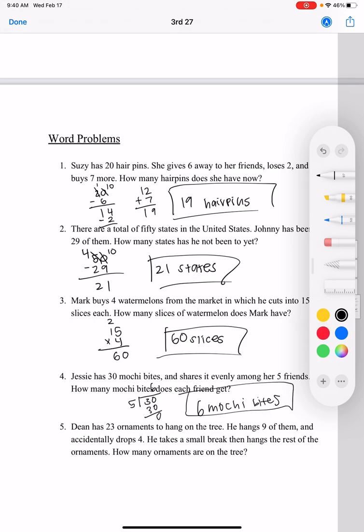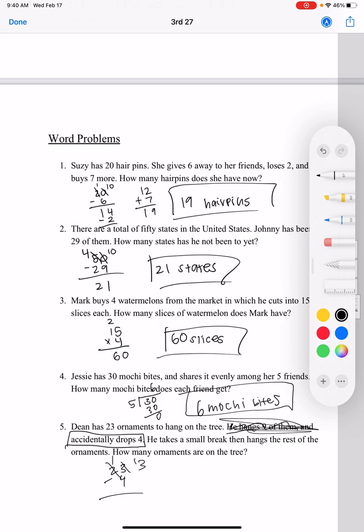Okay, last question. Dean has 23 ornaments to hang on the tree. He hangs 9 of them and accidentally drops 4. He takes a small break, then hangs the rest of the ornaments. How many ornaments are on the tree? So he has 23. He hangs 9 of them. This part is really irrelevant to the story. The only part that's important is that he accidentally drops 4. So 23 minus 4.